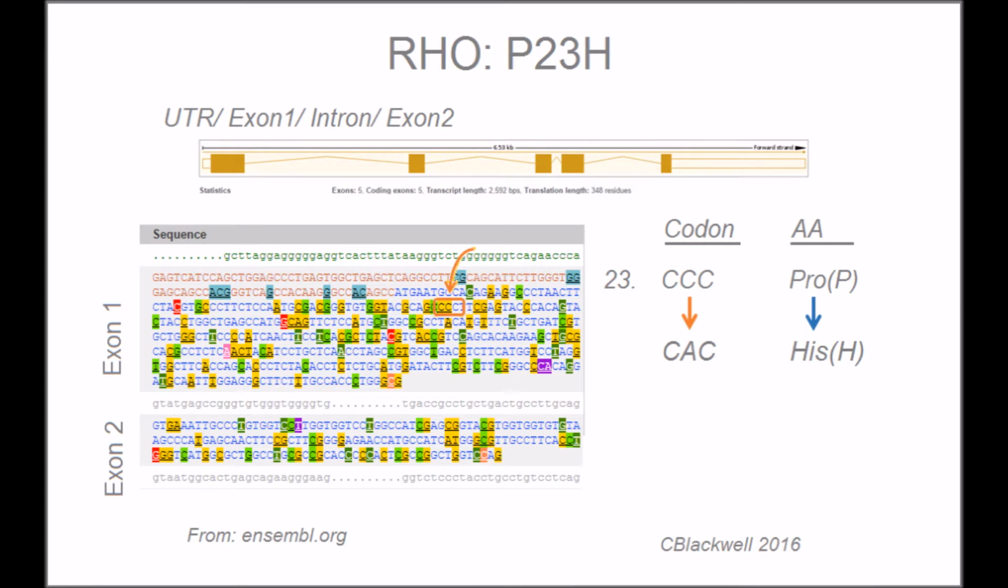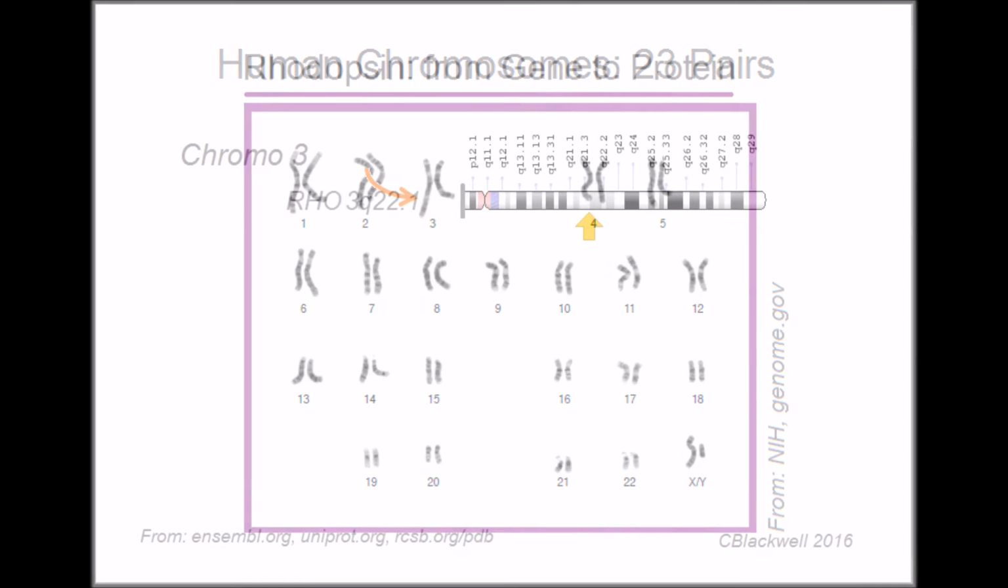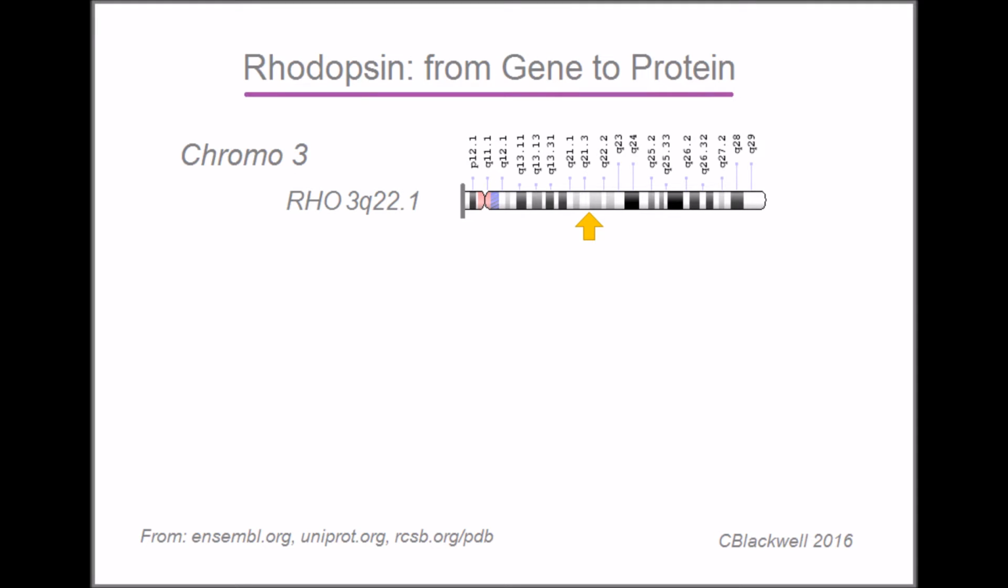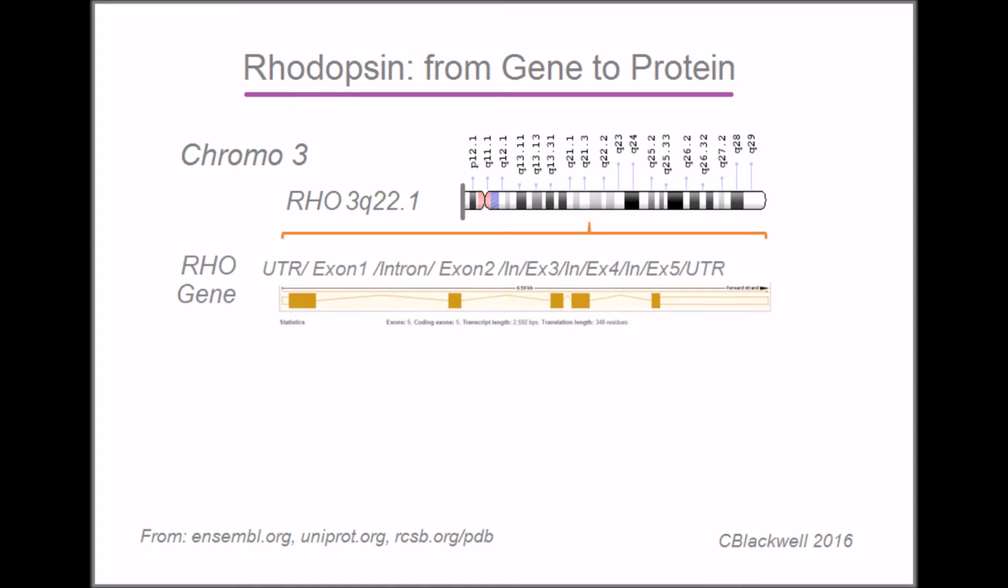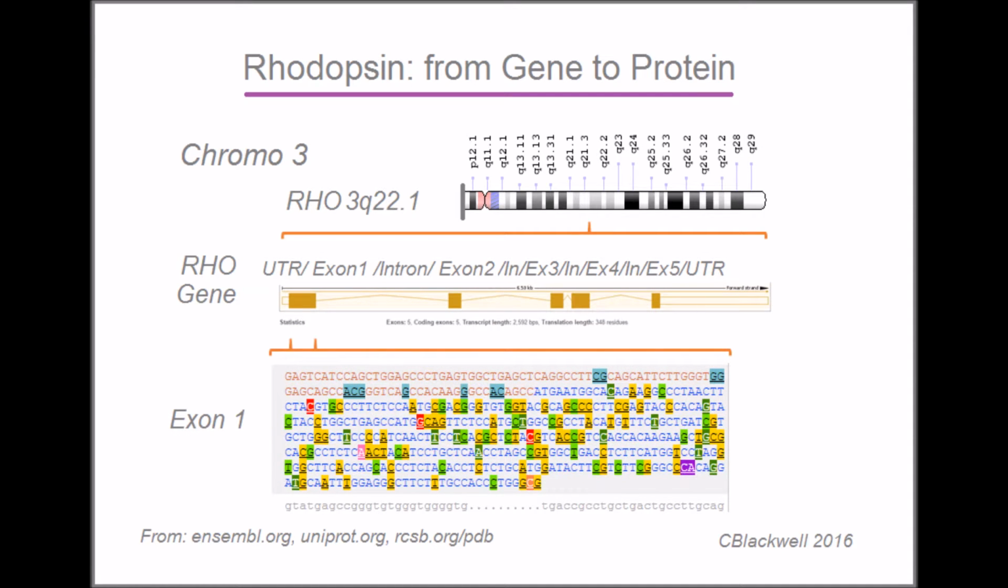Here is what that mutation means. Among the 23 pairs of chromosomes we have, the rhodopsin gene is located on the long arm of chromosome 3. This shows the banding pattern on the long arm of that chromosome and the address of the Rho gene. Expanding that location shows the 5 exons, intervening introns, and untranslated regions that altogether make up the Rho gene. Going in one more step shows the base pairs that make up the gene. We are just showing the base pairs from exon 1.